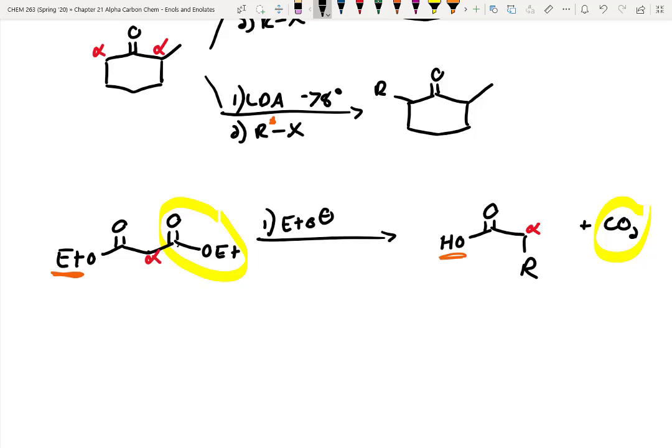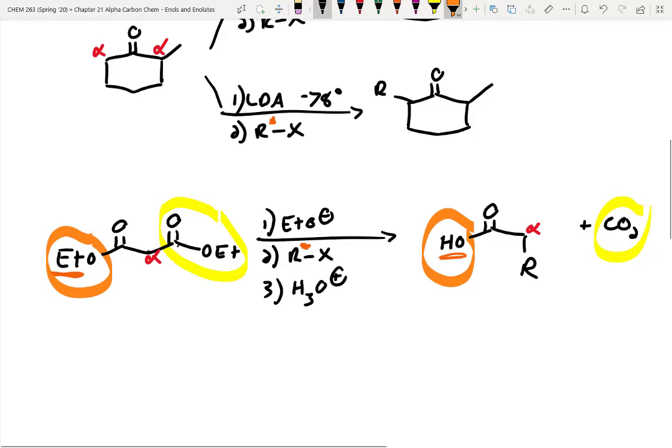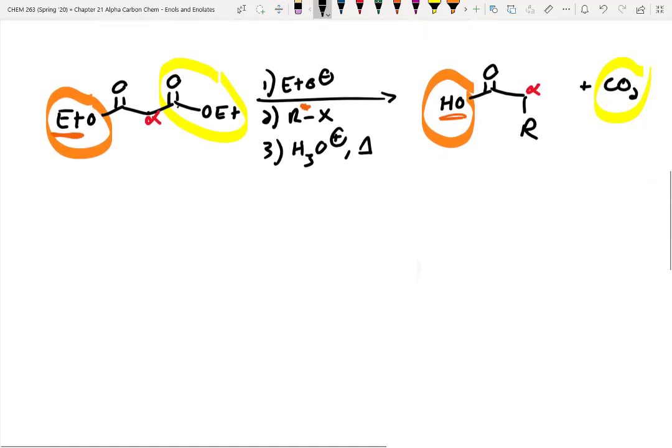And we use that alkoxide base that matches our ester. And then just like above, we can do an SN2 reaction with an alkyl halide. Again, this can't be too hindered because it's SN2. And then step 3, we treat with acid. That's the reagent that will hydrolyze this ester to the carboxylic acid. And then we use heat to blow off that carbon dioxide. So those are really important steps.